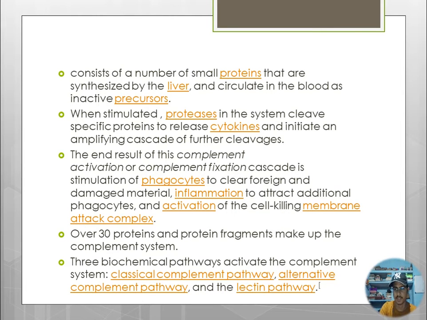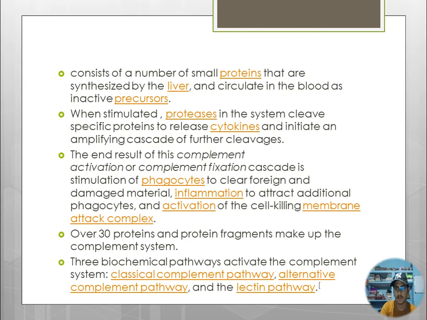These small proteins C1, C2, C3 are all synthesized in your liver hepatocytes, and they circulate in the blood as inactive precursors, and they don't get activated unless there is an inflammation or a stimulating signal to them. And when they get stimulated, the proteases in the system cleave the specific protein to release cytokines and initiate an amplifying cascade of further cleavage. For example, first C1 gets attached to the antigen-antibody complex like IgG or IgM, and then C1 activates the other C4, then C2, then C3, and so on. The cascade is formed. Okay.